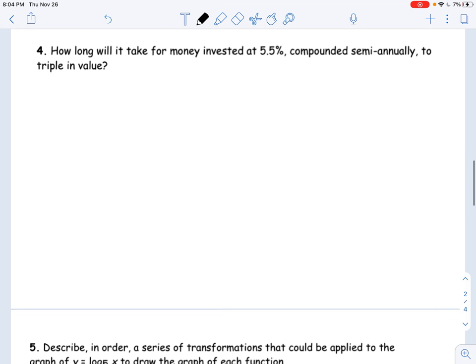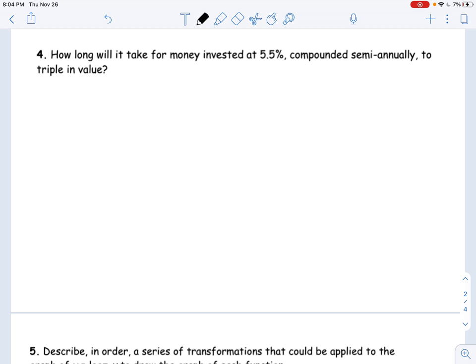Number 4, how long will it take for money invested at 5.5% compounded semi-annually to triple in value? So this is where we use the equation A equals P, 1 plus i, where whenever there's compounding, we divide by C, to the power of n multiplied by C. It doesn't matter what we put as our principal, our initial amount, as long as we triple that value. So I could put 100, I could have put 1,000, as long as I multiply that value by 3 in my A value.